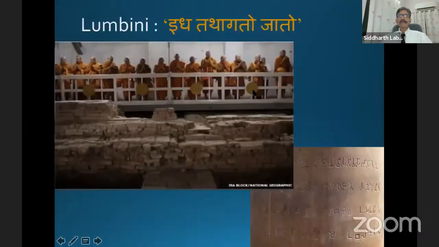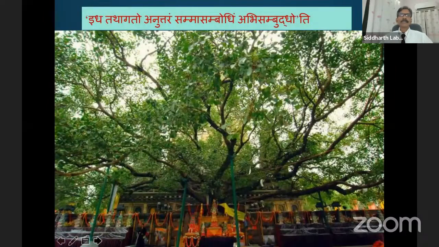This is Lumbini, idang Tathagato jato. Here there is an Ashokan pillar where the inscriptions are written, where King Ashoka says, here the Tathagata, Siddhartha, was born, and because of the importance of this place, I am exempting the villagers from tax totally. So this is the place of veneration, called Lumbini.